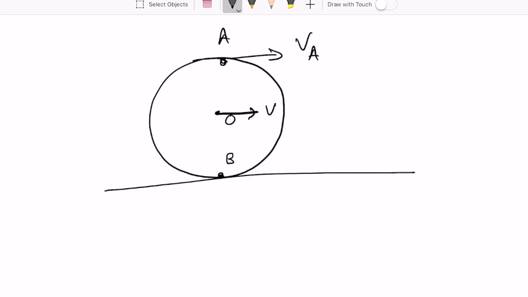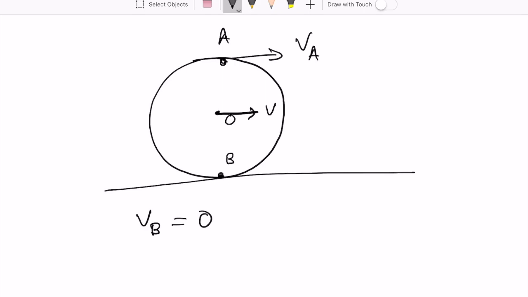The correct answer is the speed of point B is 0. Can you tell me why? The reason is because we are told that it's rolling without slipping. And the definition of rolling without slipping is that the velocity of the point that's momentarily in touch with the ground is 0. That's why there is no slipping or sliding, because the point that's in touch with the ground at that moment is at rest. So velocity of the bottom point is 0. Vb is equal to 0.